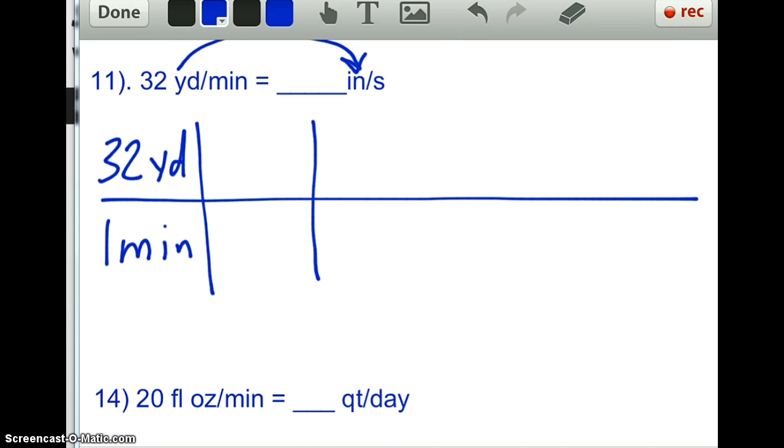Now, I want to take the yards and make that into inches. Well, I don't know exactly how many inches are in a yard. I guess I could... let's see. A yard is 3 feet. 3 feet is 12 inches, so 36.